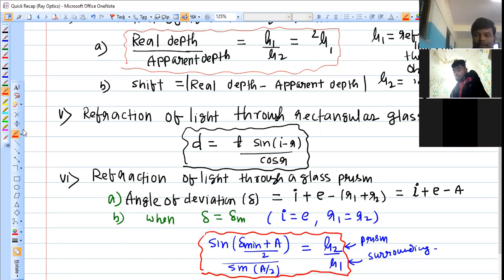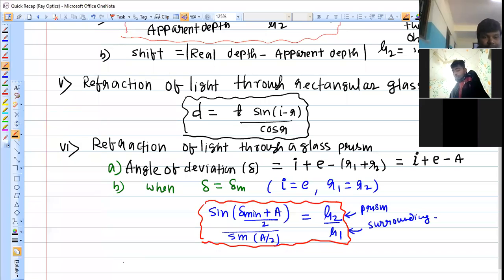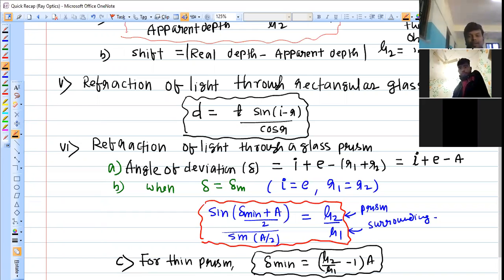Then we have seen this third formula also, for the thin prism. For a thin prism, sine theta will become theta, so this value we can apply for a thin prism. For a thin prism, delta minimum will become (mu 2 by mu 1 minus 1) into A. This is the formula we have obtained, isn't it?